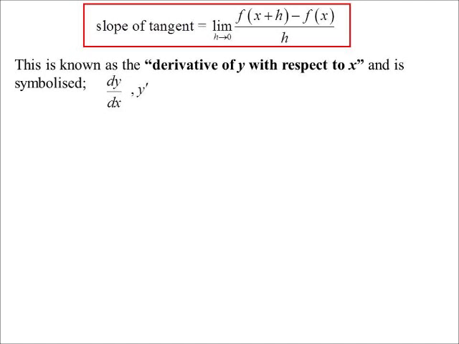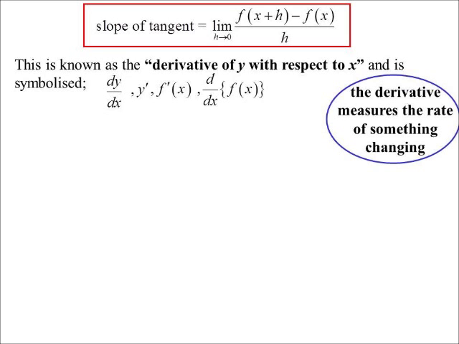Y, well, some people call it y prime, some people call it y dash. F dash x, so whatever the function is with a dash. And this one here, it's still the idea of dy dx, but instead of writing y, writing what the actual function is. So d, whatever the function is, dx. So the derivative will measure the rate of something changing. So whilst we just investigated looking at the slope, anything that changes, we can use derivatives for.